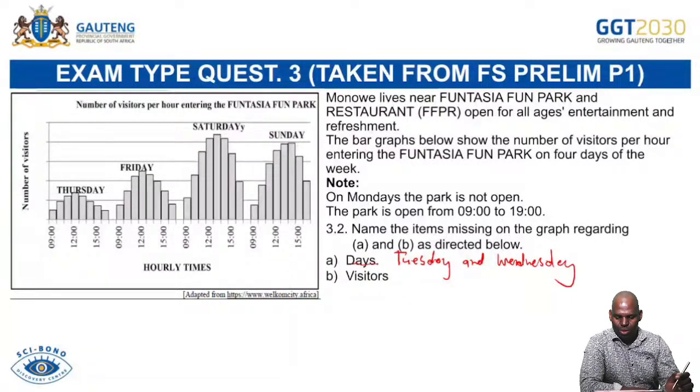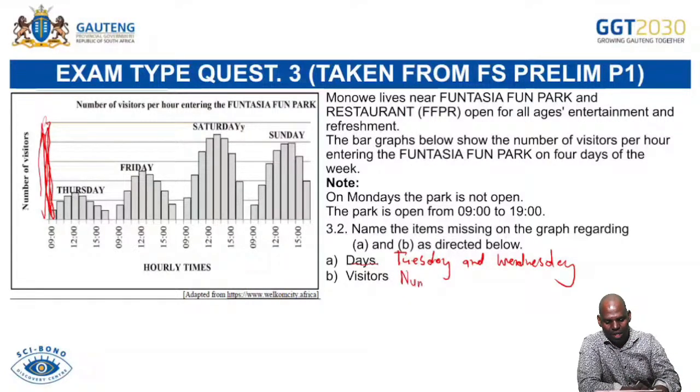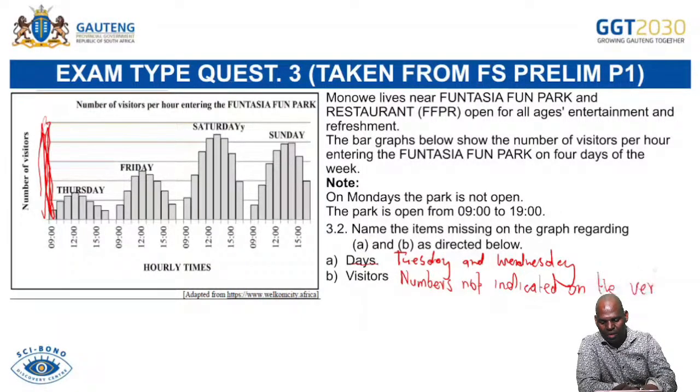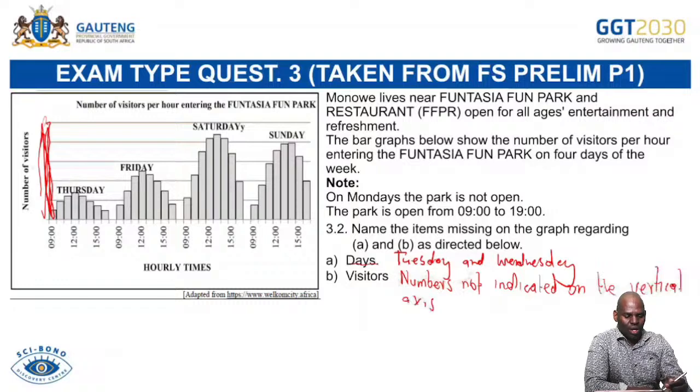They say name the items missing on the graph regarding A and B as directed below. So Tuesday and Wednesday are not indicated. And then they say visitors. In terms of visitors, we can see that the numbers are not indicated on the vertical line, or vertical axis. Yes, they've indicated number of visits, but we cannot guess which number each line represents. So the numbers are not indicated there.